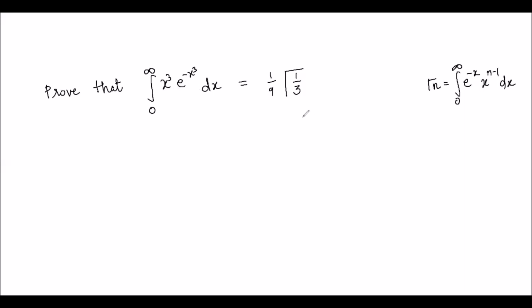So what substitution will we be using here? Yes, it's very clear that if we consider x cube as some new variable, say t, then it will be very easy for us to reduce it to the definition of gamma function. So consider the left hand side. Consider this integral which is present on the left hand side.